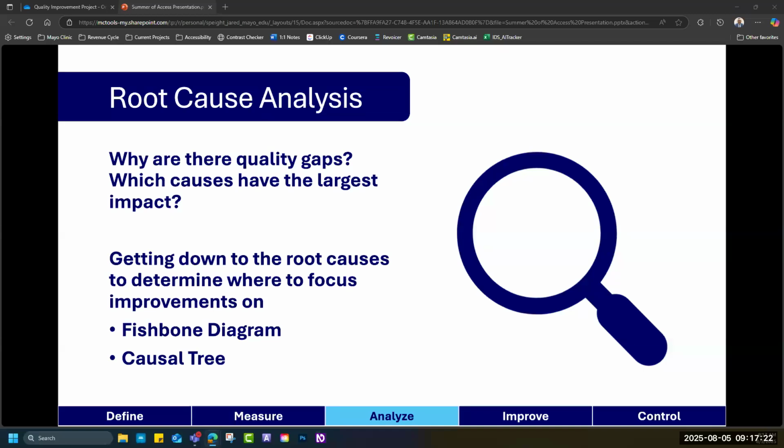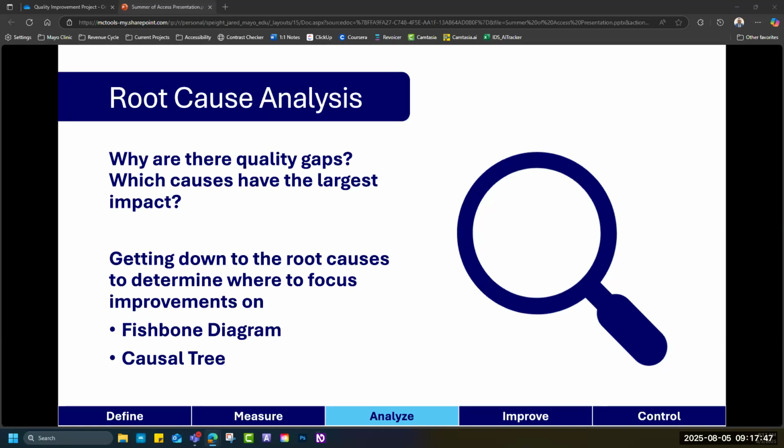And in the analyze phase, that's where you want to really get at the heart of the problem. So this is your why statement, like, why are we having gaps? Which of these causes is causing the biggest impact? And I really enjoyed this phase of it, getting into the details of why maybe we didn't have accessibility, even though we thought we were working with it in mind.